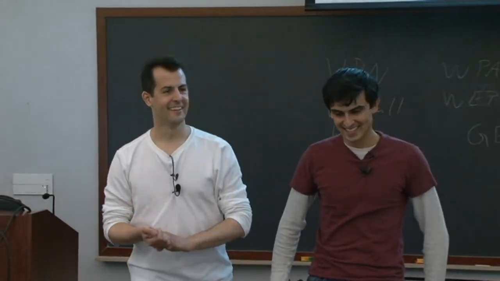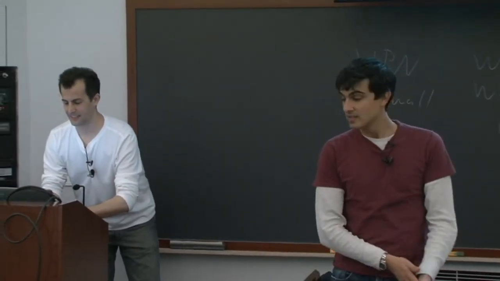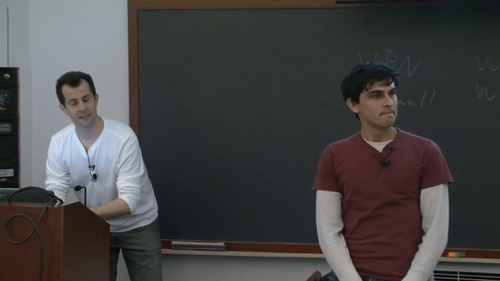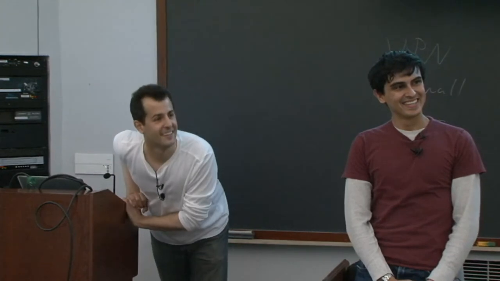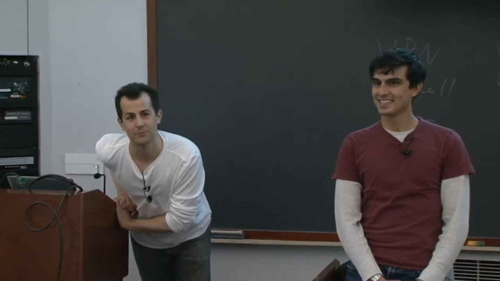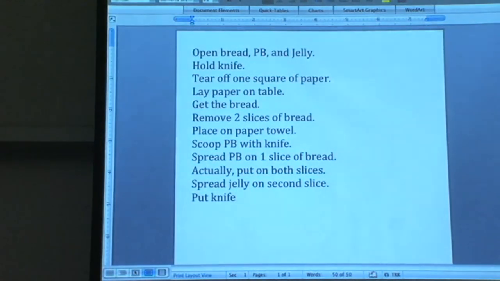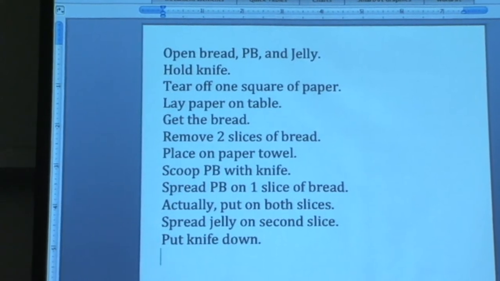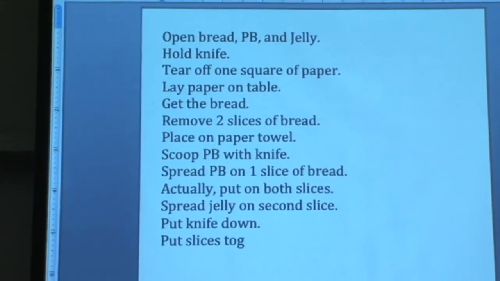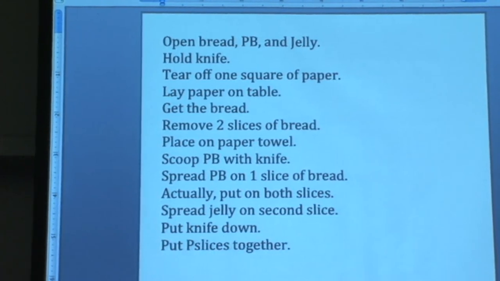Put jelly on the second slice. Spread jelly on second slice. Can you make edits? We'll do two versions. Take us home, someone: put knife down. Next step: put slices together, peanut butter and jelly slices together. Okay.